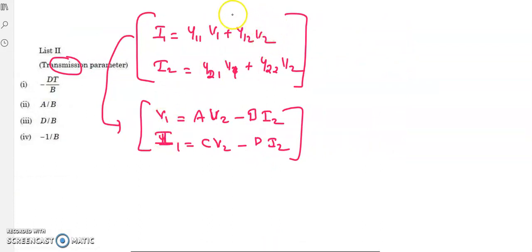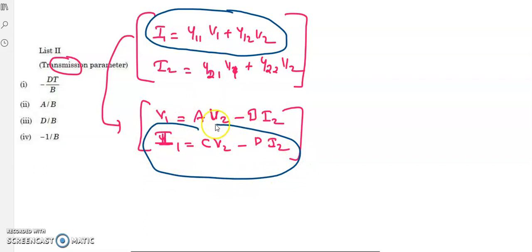If you observe both these two equations, that is I1 is equal to y11 v1 plus y12 v2, and I1 is equal to c v2 minus d I2. In the place of I1, I1 is there, and in the place of v2, v2 is there, but in the place of y12, c is there, and in the place of v1, I2 is there. So I have to convert this I2 with respect to v1. Then I can compare both these two equations, right?